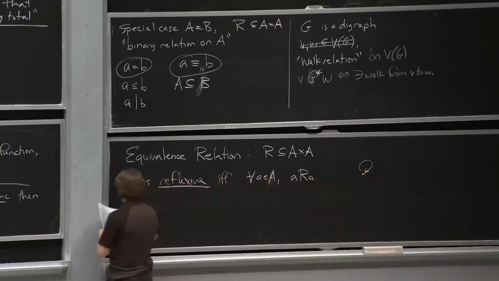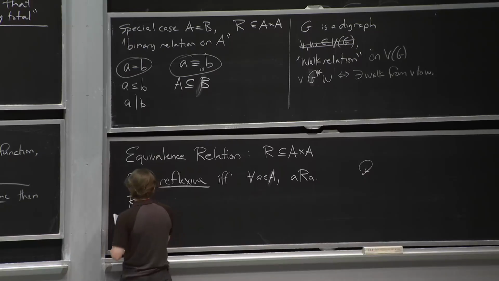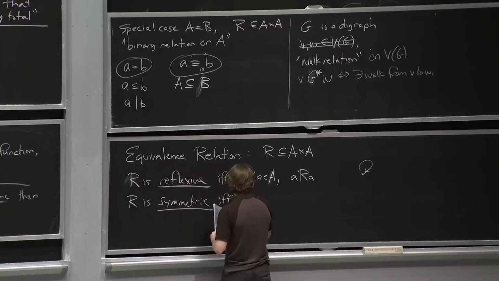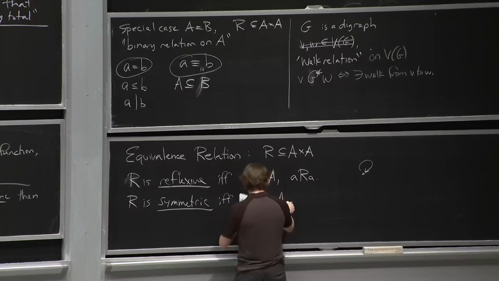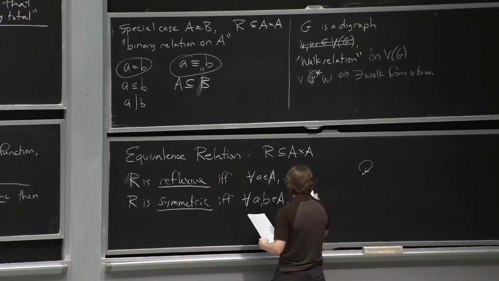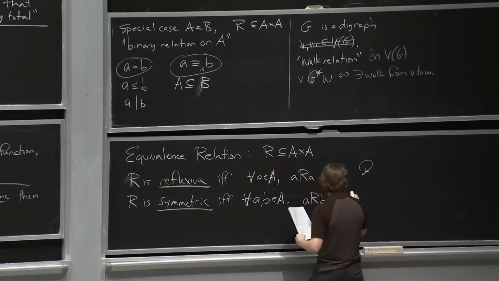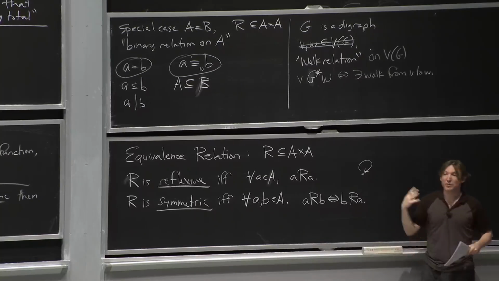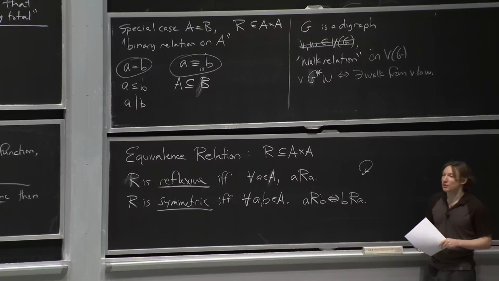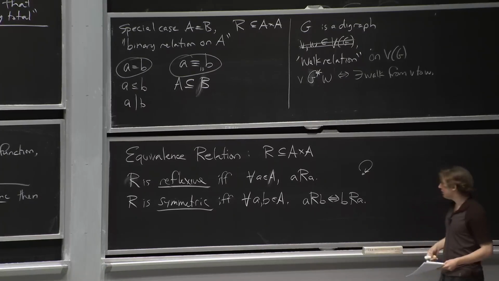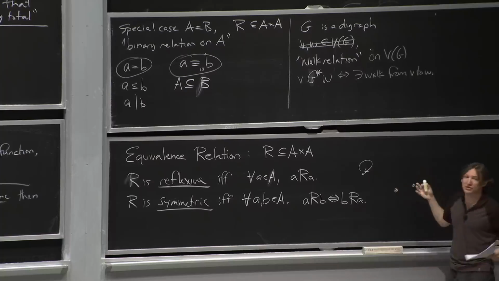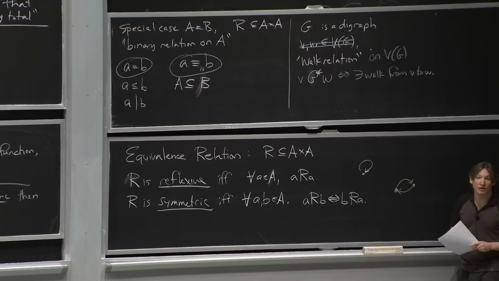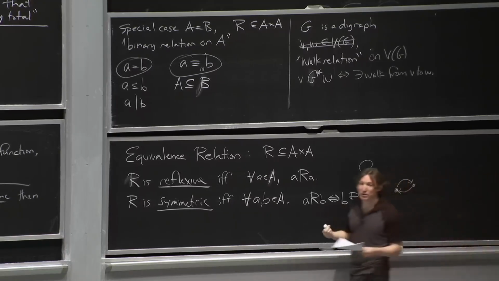All right. Next one, R is symmetric if and only if for all a and b in our set, a relates to b if and only if b relates to a. So symmetry is saying that order doesn't matter. If I'm your friend, then you're my friend. So Facebook, not Twitter. Cool. In terms of digraph, remember a relation is always a digraph. This means that every time we have an edge in one direction, we also have the edge in the other direction. All right, so symmetric means order doesn't matter.